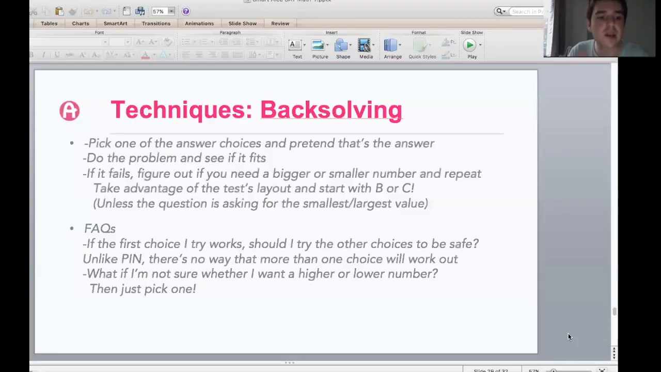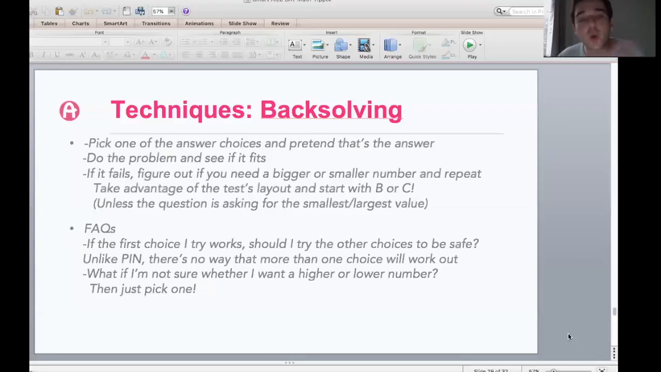Frequently asked questions. If the first choice I try works, should I try the other choices to be safe? In this case, unlike PIN, there's no way that more than one choice will work out. So you can have confidence. If you back solve and put one of those answers into the question and it's correct, then it's correct. Boom, you're done. You can move on.